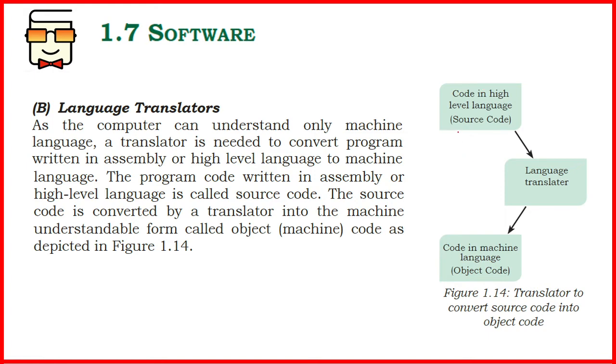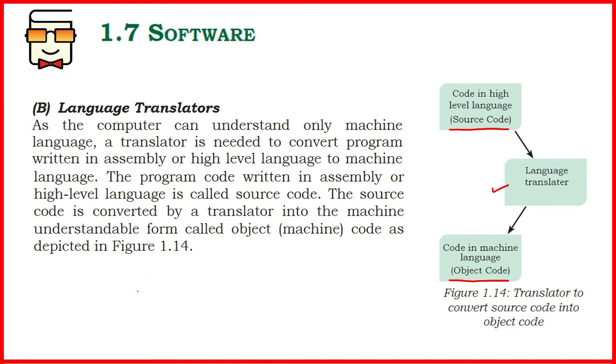The code that is written in high level language is known as the source code, and the code that is written in machine language, which is in the form of bits that are zeros and ones, also known as object code, is directly understandable by the computer. So if we are writing a program in high level language or in assembly language, then we need a language translator. And what are the main types of language translators that we have?